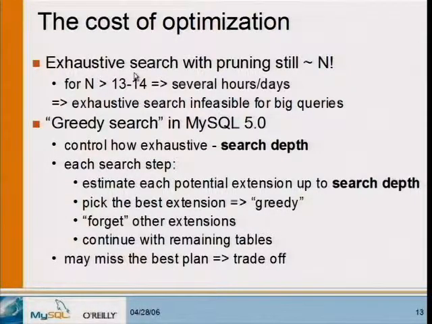So the most important thing to know is that there is a trade-off. We can get worse plans, but we get them faster, much faster. I will show one graph in the end, so I did some measurements of this.